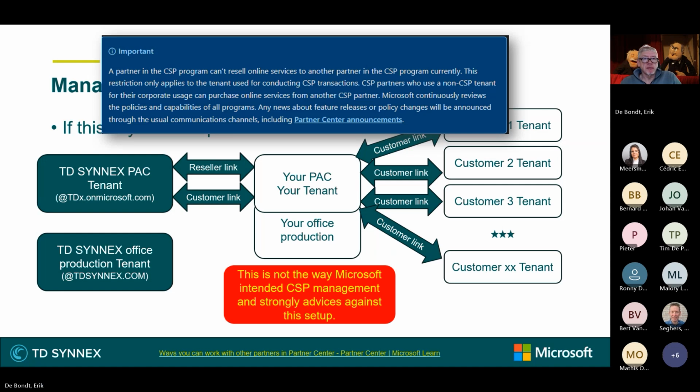Okay. Let me translate what it says. It basically says that if you are selling CSP licenses, you should not do that with the same tenant where you do your Office production. I know this is quite shocking. So basically, if you have one tenant that you use to do management of your customer and you use the same tenant for your Office production, you're not compliant to Microsoft rules. You cannot buy for yourself.